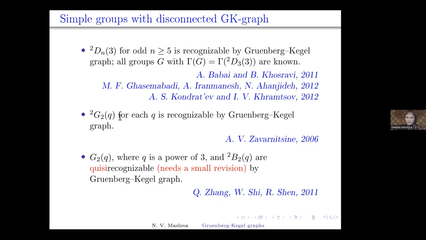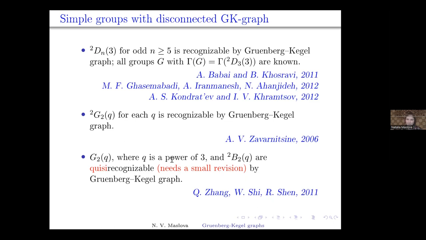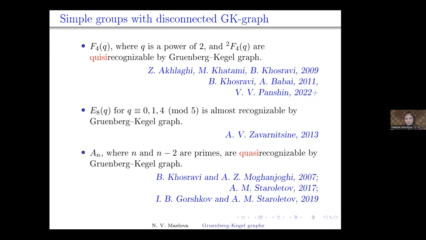It's a very bright result by Andrei Zavarnitsyn. Possibly it was the first infinite series of finite simple groups which were known to be recognizable by Gruenberg-Kegel graph. And for groups G2(q), where q is a power of 3, or twisted 2B2(q), these groups are all quasi-recognizable by Gruenberg-Kegel graph, but the case of G2(q) needs revision, since we have found a small mistake in this case. But I believe that this is just a small mistake, and this is not global.